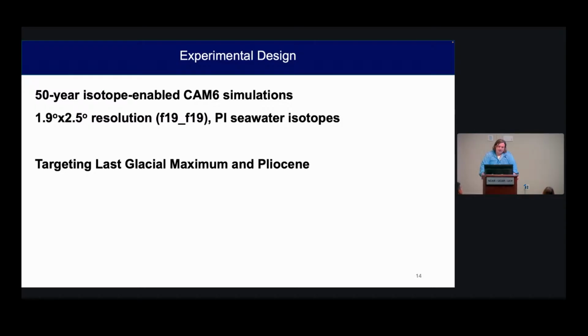which you've heard about both in previous talks in this session. But briefly, the last glacial maximum was about 21,000 years ago. It was cold. And then the Pliocene was 3 million years ago. It was relatively warm, and we had CO2 levels analogous to what we have today.